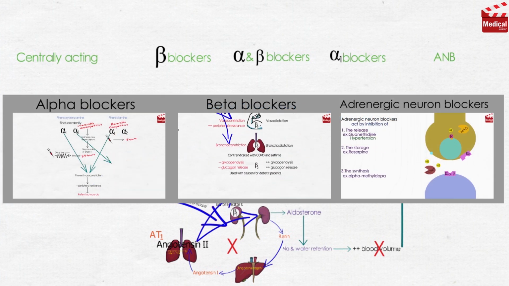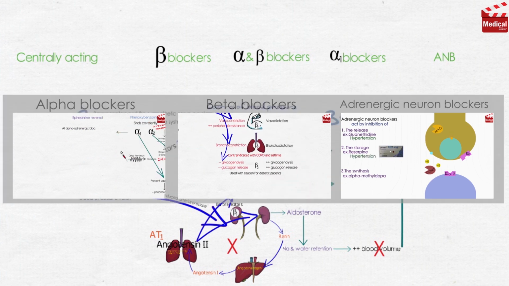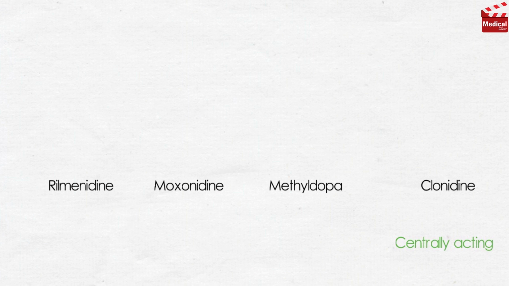Note that, all what we'll discuss in this lecture have been discussed in details in separate lectures before in the ANS chapter. The centrally acting agents such as clonidine, alpha-methyl-dopa, and the newer generation moxonidine and rilmenidine. Let's briefly discuss their mechanisms.